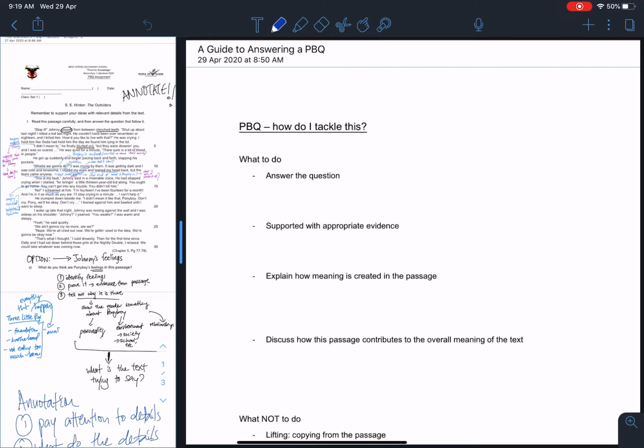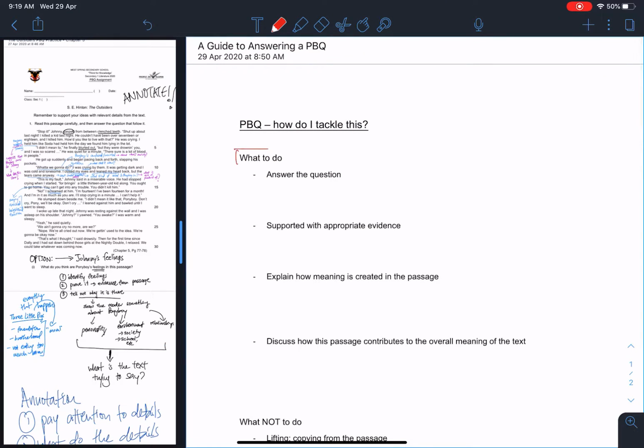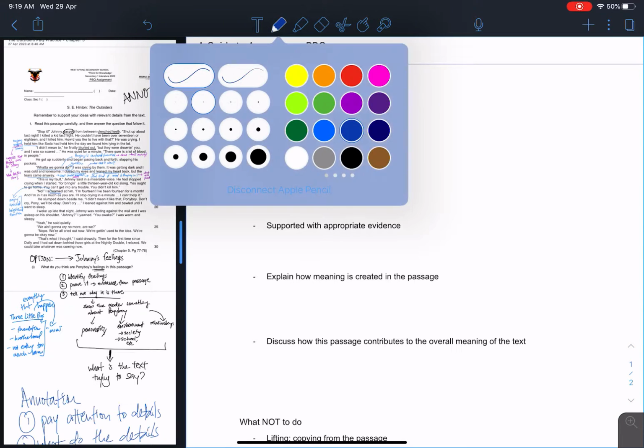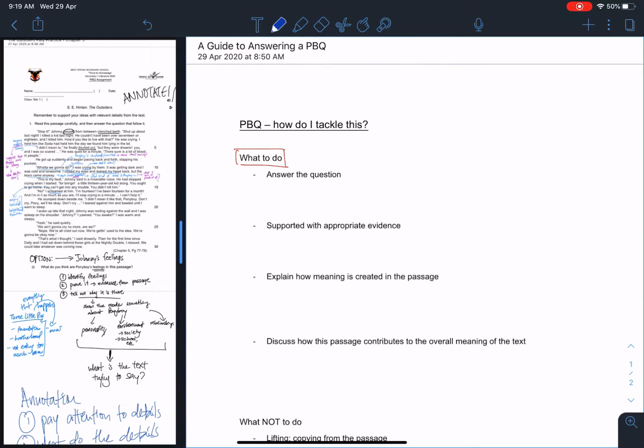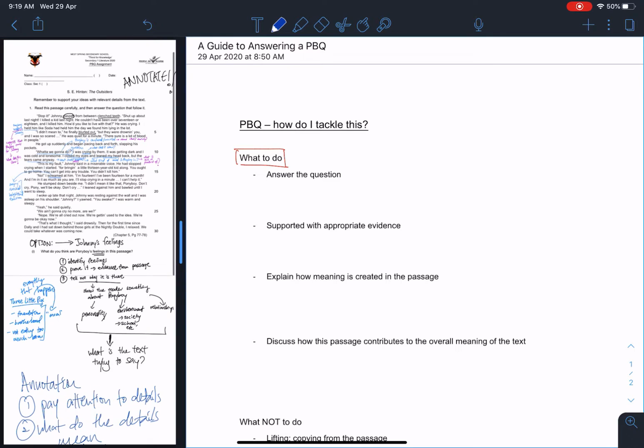Let me just go through a few things. I will also demonstrate. I would just like to draw attention to what to do. This is what we're going to look at now. What do I do in a passage-based question? The first thing, of course, is to answer the question. I'm going to take the optional question. My question is, what are Johnny's feelings in this passage?